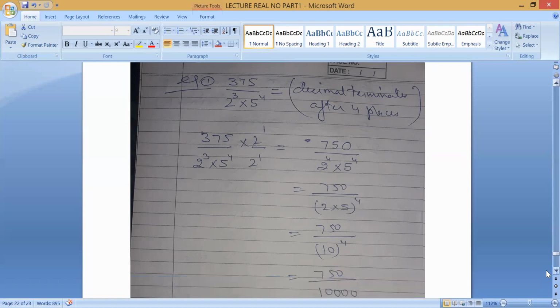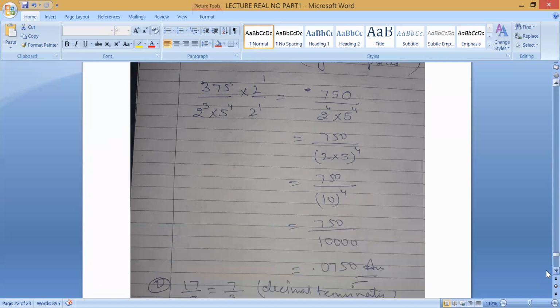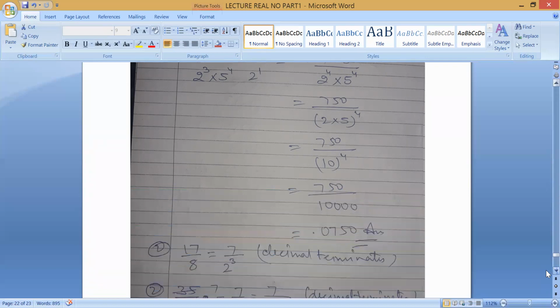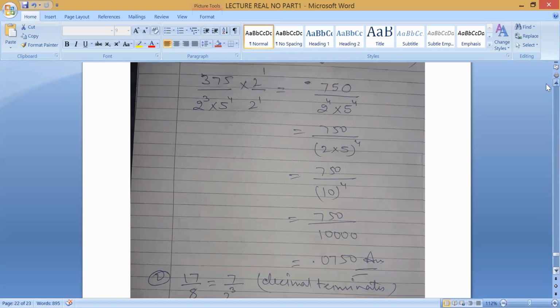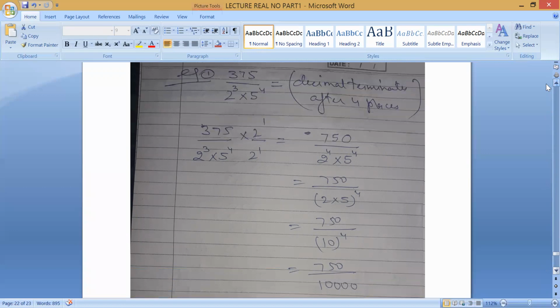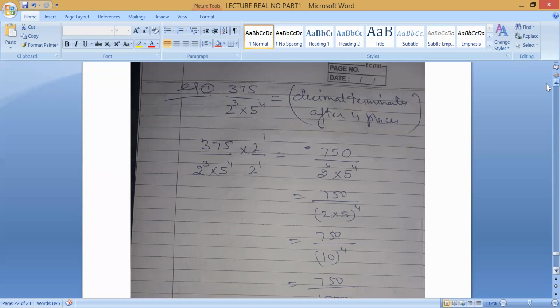Now, how? Now the question may be that without actual division, you have to answer. So what you will do? First of all, 2 to the power 3 and 5 to the power 4 is the denominator. You have to make it 2 to the power 4. So 2 to the power 3 is given, so you will multiply the numerator and denominator by 2.